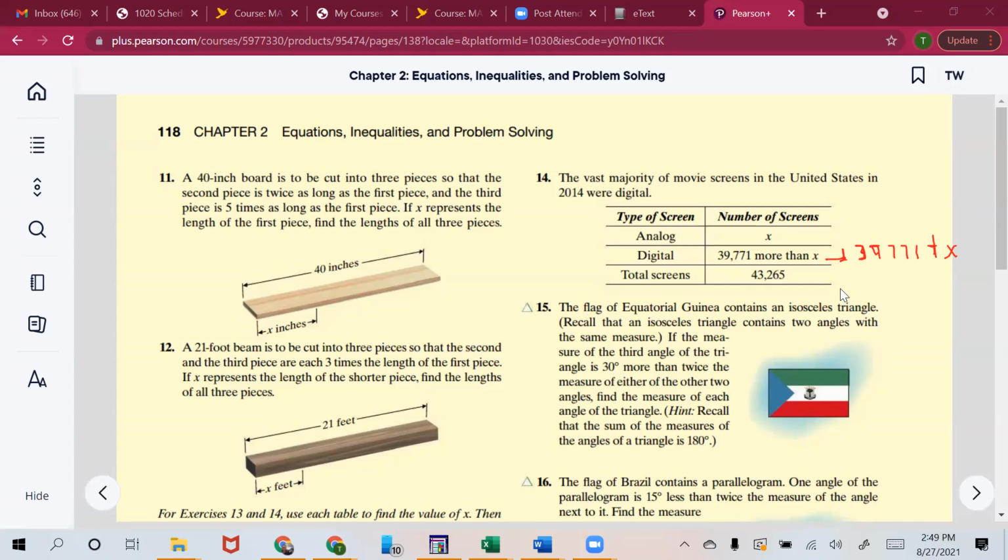So now we know that if we take analog and we add it to digital, that's going to give me the total amount of screens I've got. And that's exactly what I'm going to do. I'm going to take my analog, which was X, and I'm going to add it to my digital, which is this whole entire thing here. So 39,771 plus X, and that needs to be equal to 43,265.